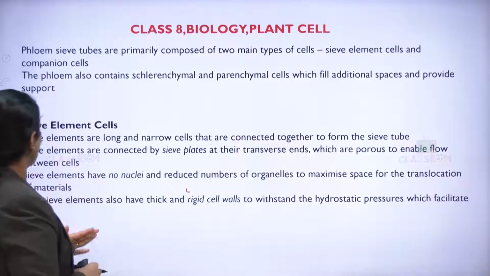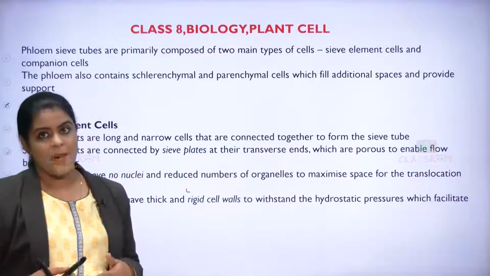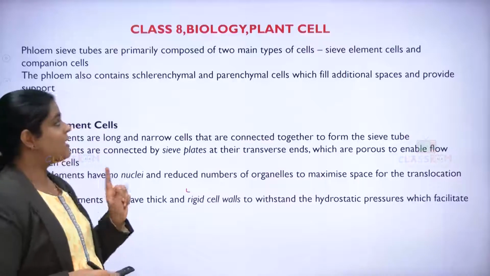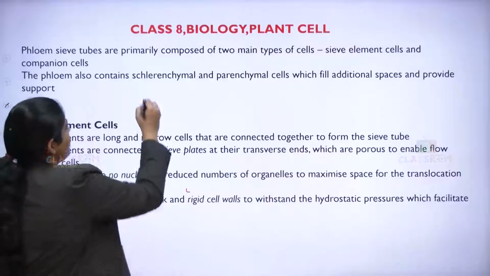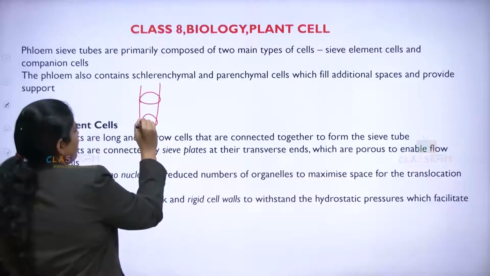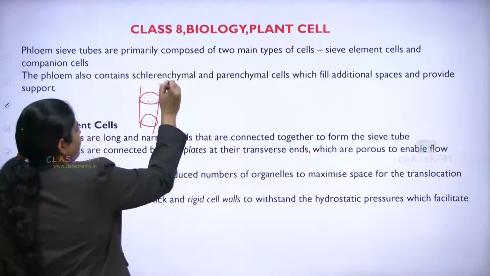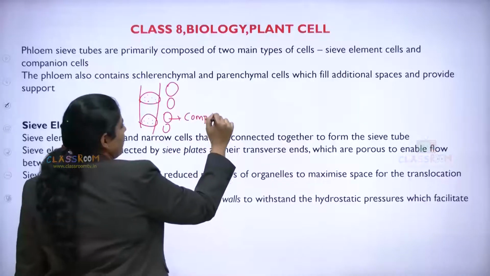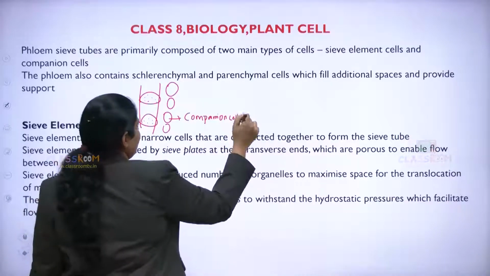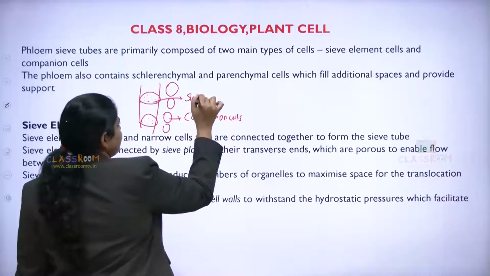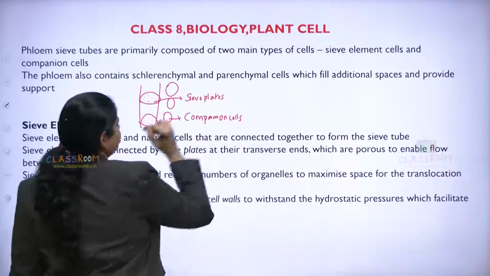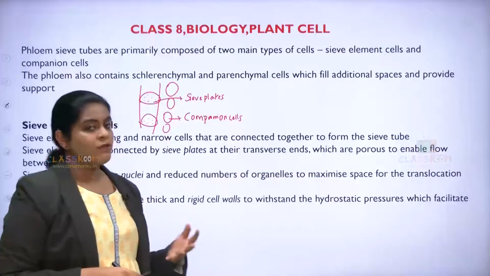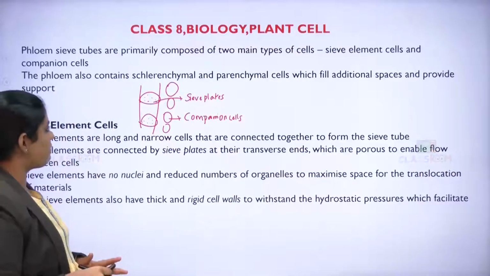Now, let us talk about phloem more in detail. What are the sieve elements? What are the companion cells? Phloem sieve tubes are primarily composed of two types of cells. One is sieve element cells and companion cells. So, you saw that phloem has something called sieve cells, which are basically like a filter, and companion cells. Alright, so these are the companion cells and these are the sieve plates. Okay. The phloem also contains sclerenchymal and parenchymal cells which fill additional spaces and provide support.